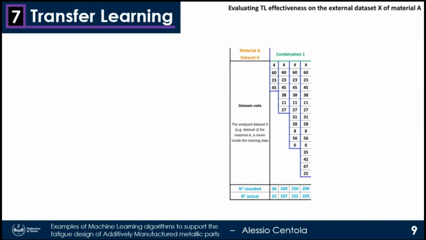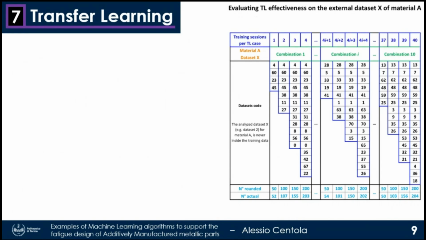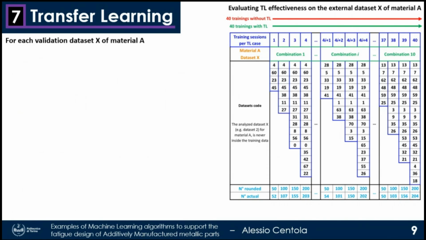And this is done for 1 combination, and is repeated up until 10 combinations. So in total, we have 40 small training databases of progressive numerosity, so 50, 100, 150, and 200. And then we perform 40 trainings without transfer learning and 40 trainings with transfer learning. So for each validation dataset X of a material A, we produce an evaluation with the Bayesian neural network for these 80 trainings, and we evaluate both the R50 and R90 C90 life, and we produce PSN curves with and without transfer learning.